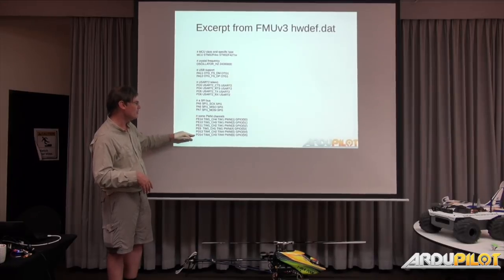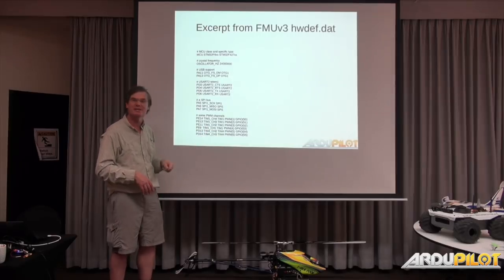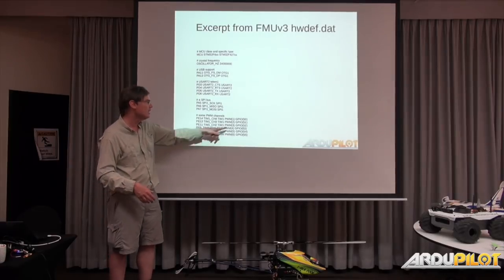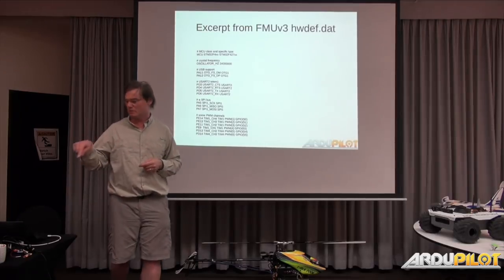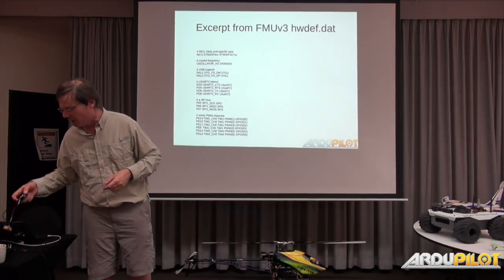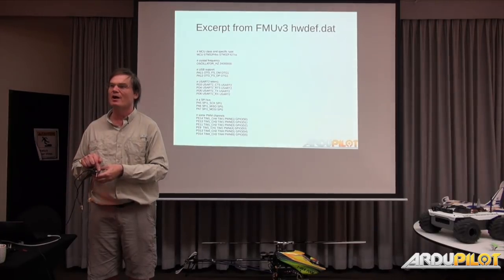And here's some PWM channels on these pins and ports. And we've assigned them to motor numbers here, PWM 1, 2, 3, 4, 5, and 6. They're the 6 auxiliary channels. And we've also assigned them to GPIOs. That's because the auxiliary channels on this board can double as GPIOs, either input or output.